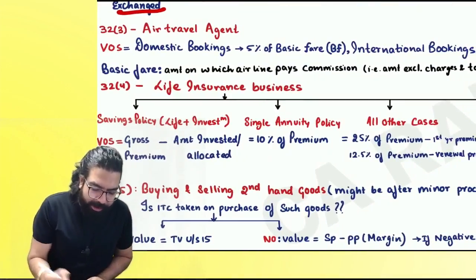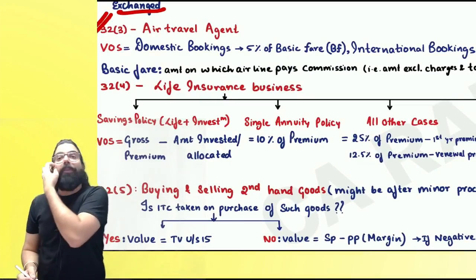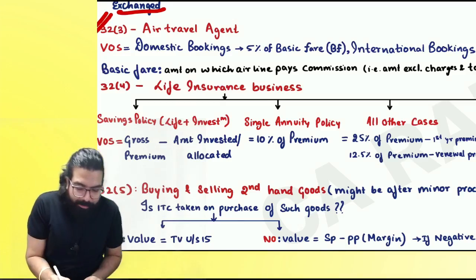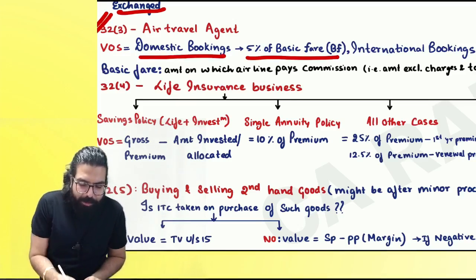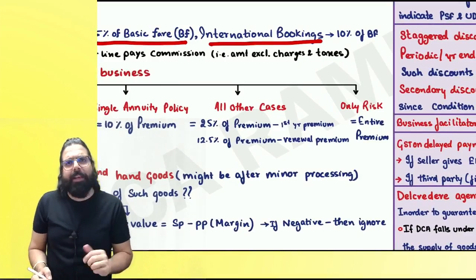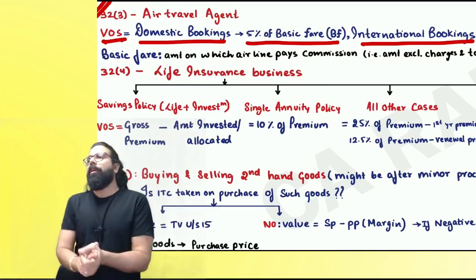The next one over here is air travel agent. If I am an air travel agent going ahead and selling tickets, if I am selling a domestic ticket, then what is my value of supply? Deemed that, sir, 5% of the basic fare will be your value of supply. If I am selling an international ticket, then 10% of the basic fare will be my value of supply.